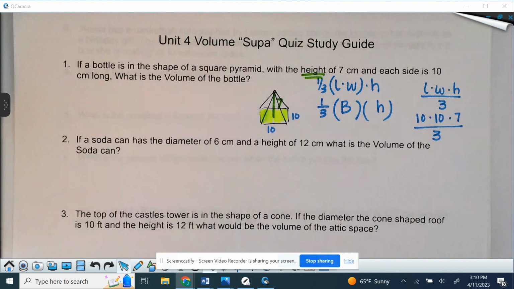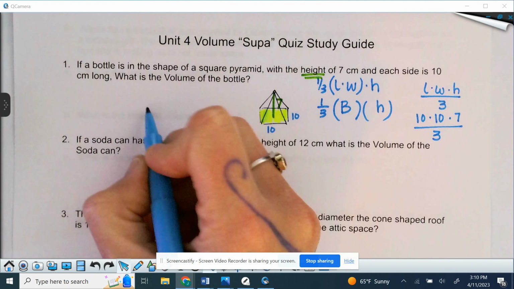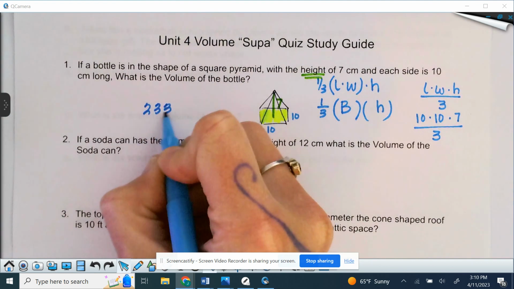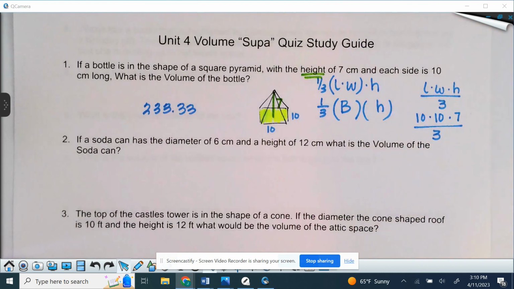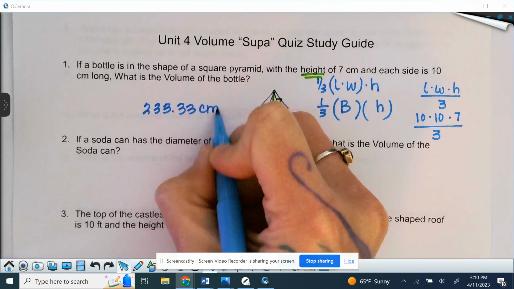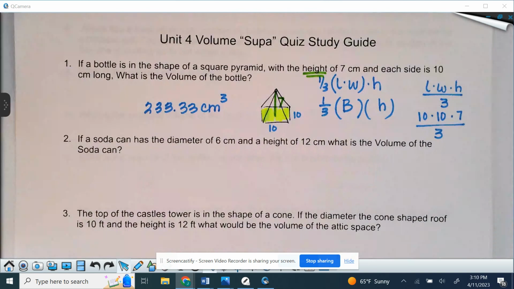Just going to be a lovely, ugly number of 233.33 repeating. So then the volume would be this many centimeters cubed because it's a 3-dimensional figure. I haven't seen a lot of that in our class, but I have talked to a lot of other math teachers from different schools and different grade levels. And the centimeters cubed and the unit of measure is a big deal for lots of other teachers.